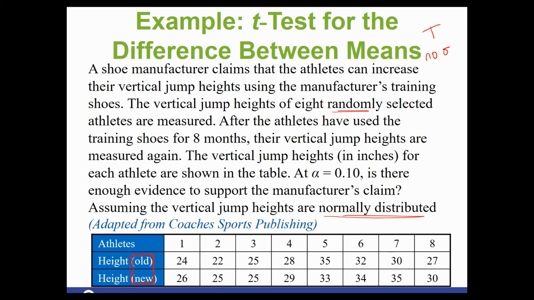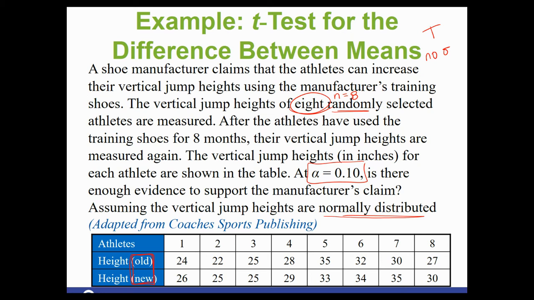Now we're going to use the information from the chart. We see our level of significance in here. Again, from looking at the chart, and just to reiterate, your sample size, your N, is 8. You have 8 athletes that have been measured twice. So our sample size is 8.